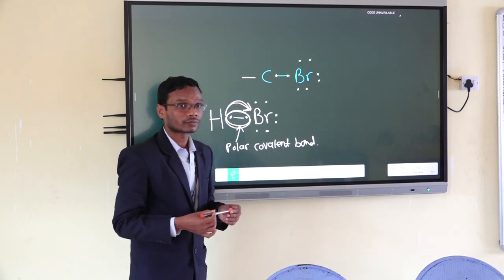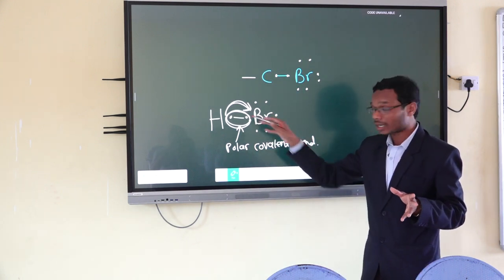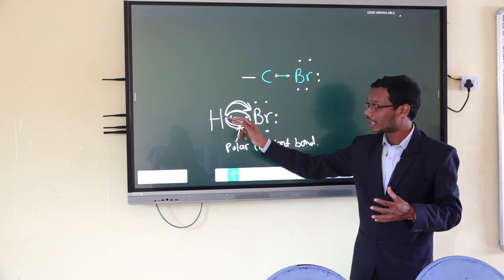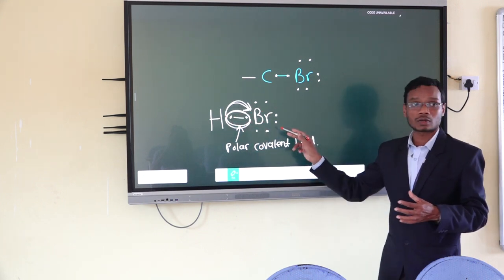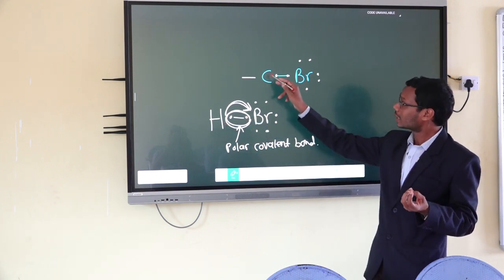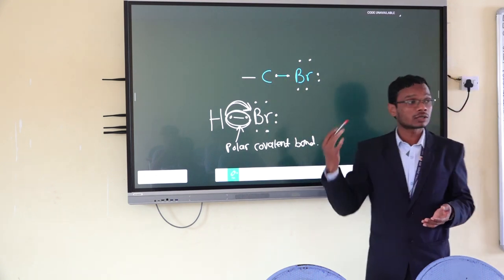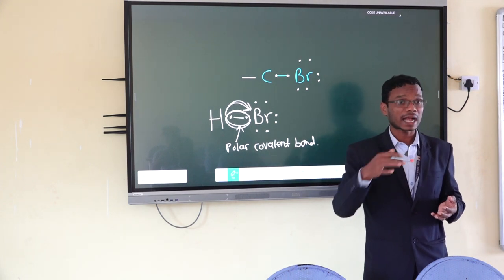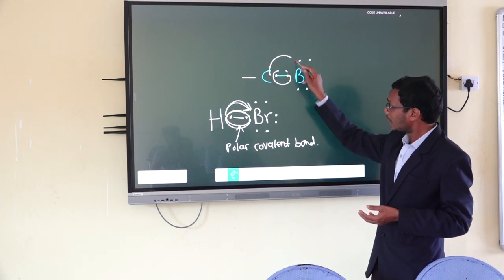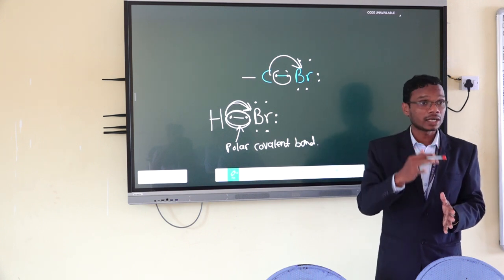So what do you learn from this? Electron cloud or electron density will shift from a less electronegative element towards a more electronegative element. If you compare hydrogen, it is okay, but if you compare carbon and bromine, carbon is also a less electronegative element, and fluorine, chlorine, bromine are highly electronegative elements. So the electron cloud shifts from less electronegative to highly electronegative element. This is called inductive effect.